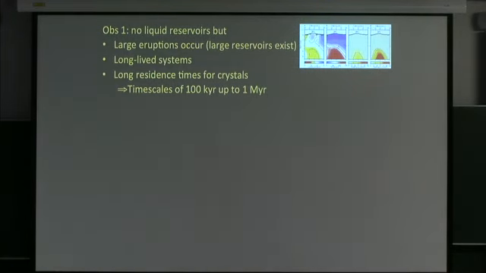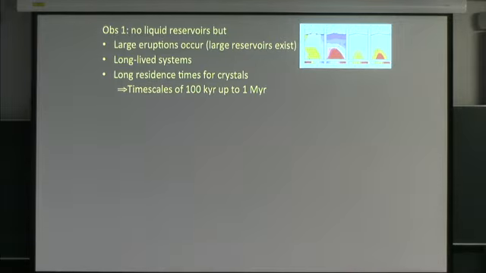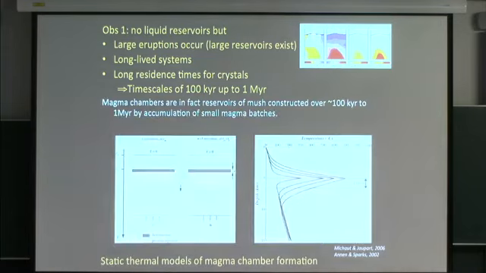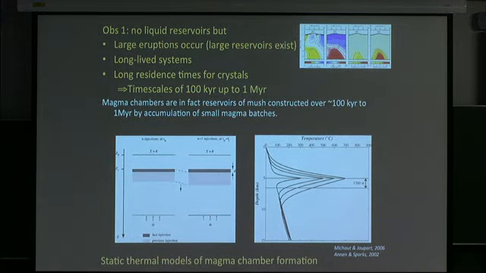However, we know that liquid reservoirs exist since large eruptions occur at these silicic volcanoes and calderas form. We also know that these volcanoes are long-lived systems. They are active for hundreds of thousands of years, and geochronology tells us that crystals remain in the reservoirs for hundreds of thousands of years, up to 1 million years. So taken together, all these observations suggest that magma chambers are not liquid chambers that cool down convectively and are not formed by diapiric ascent of melt within the crust, but are instead formed by accumulation of small magma volumes within the crust.